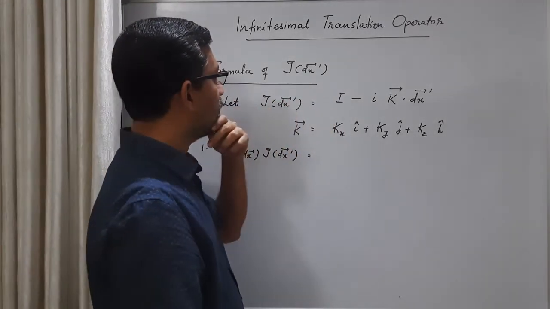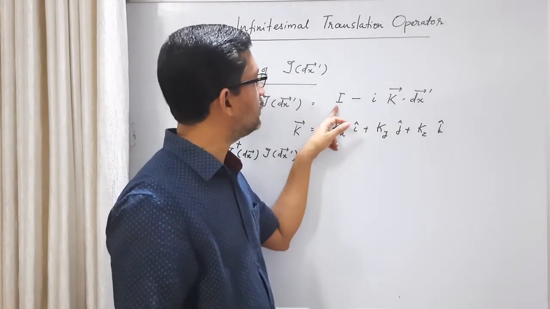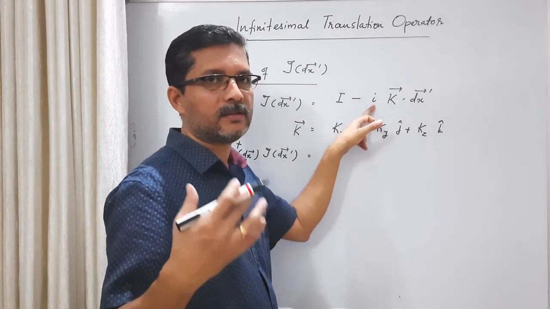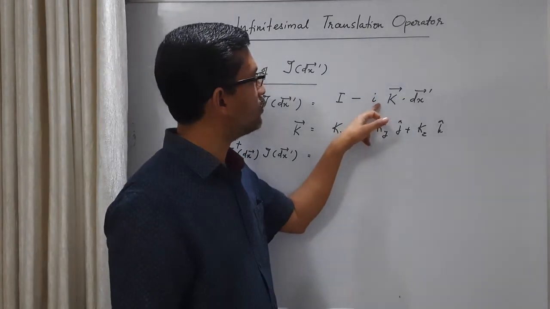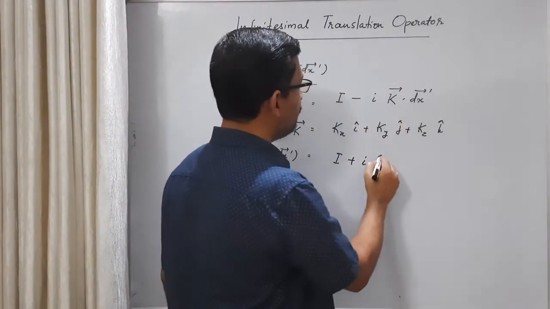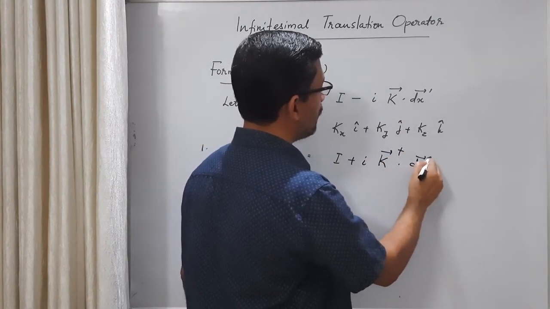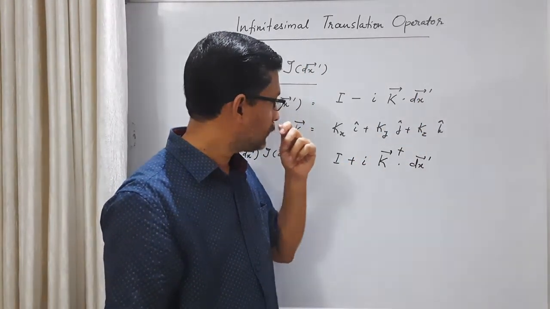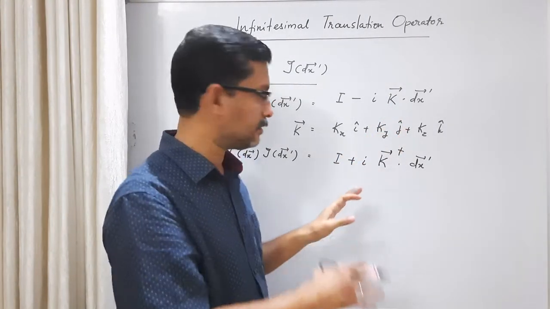What is I dagger? I dagger is the dagger of the identity operator, which is identity itself. This is square I. When you take the dagger, you have to take the complex conjugate and transpose, if you use matrix form. So this becomes its complex conjugate, and we get plus I here. So identity plus I k dagger dot dx prime. dx prime is an ordinary vector, so it doesn't change. And k is a Hermitian operator, so k dagger is the same as k. We will use that a little later.